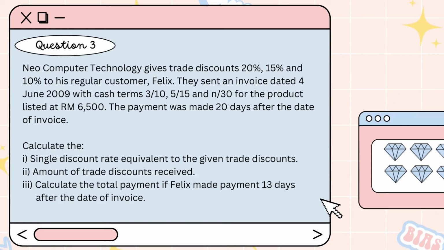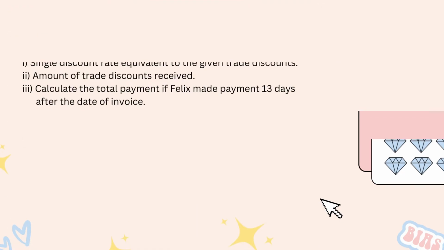Question 3. New Computer Technology gives trade discounts of 20%, 15%, and 10% to its regular customer Felix. They sent an invoice dated 4 June 2009 with cash terms 3/10, 5/15, and net 30 for the product listed at 6,500 ringgit. The payment was made 20 days after the date of invoice. There are a total of 3 questions that need to be solved.